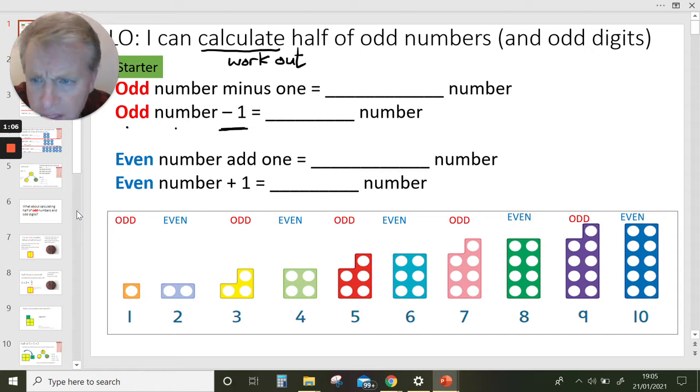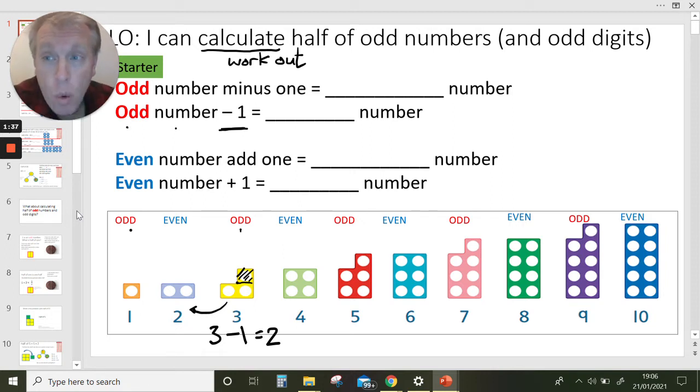Well, I've drawn the odd numbers here. So 1 is odd, 3 is odd. Let's try it. 3 is an odd number. If I take away 1, I'll cut this 1 off, cross it out to show it. Oh, look. Well, that must be 2, mustn't it? 3 take away 1 is 2. I started with an odd number, and if I take away 1, the odd number becomes an even number.